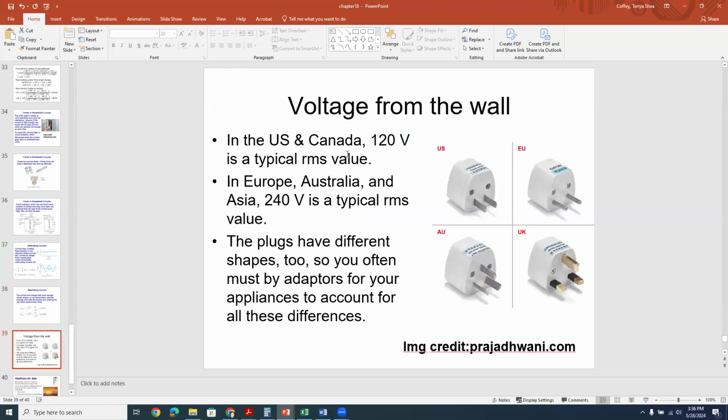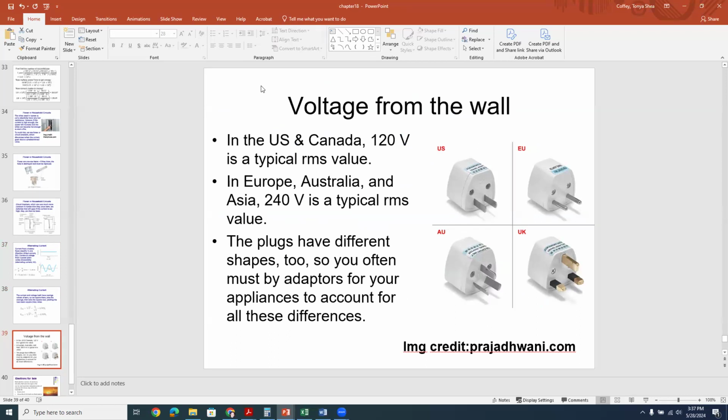So in the United States and Canada, your RMS voltage, typical value for that is about 120 volts. So you have 120 volts RMS voltage coming from the wall socket in the US and Canada for traditional or standard outlets. You can get higher values of voltage for special outlets in the home. For example, if you wanted to run a dryer and you wanted it to have a higher voltage, you could run a special wall socket for that. But for most of the wall sockets in your home, they're 120 volts.